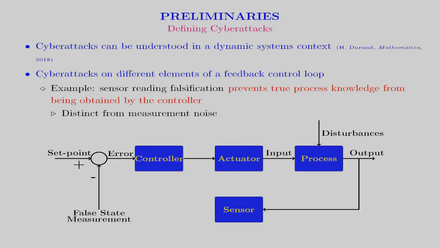Cyber attacks in a dynamic systems context may be able to affect a number of elements in the controller. We will be specifically looking at false state measurements, where sensor measurements are not fed back to a controller, and instead a false state measurement is provided, which may cause rogue input calculations to be applied.